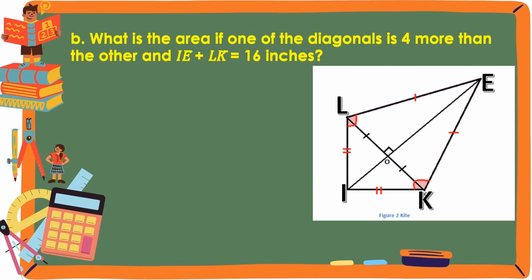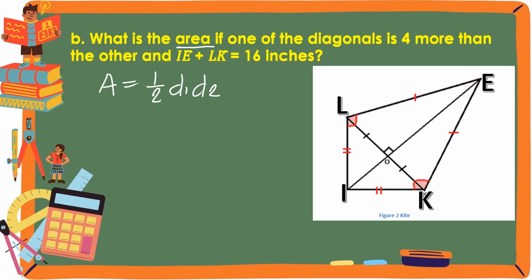Pangalawa. So, it's another kite. Now, it's mentioning about area. Paano ba ulit natin makuha ang ating area for kite? 1/2 ng product ng ating diagonals. So, meron tayong dalawang diagonals dito, si LK at saka si IE. So, we have LK and IE as our diagonal.